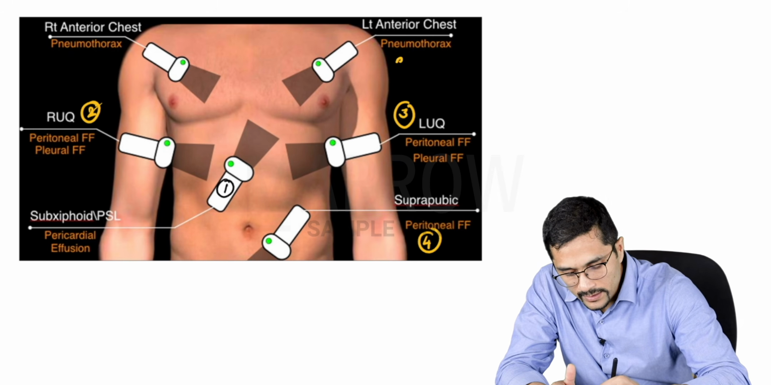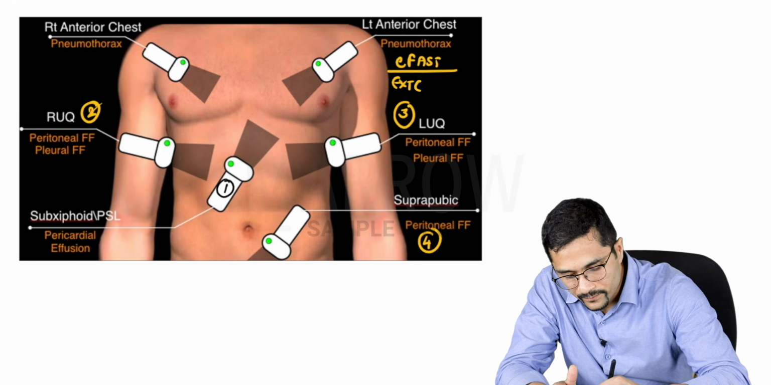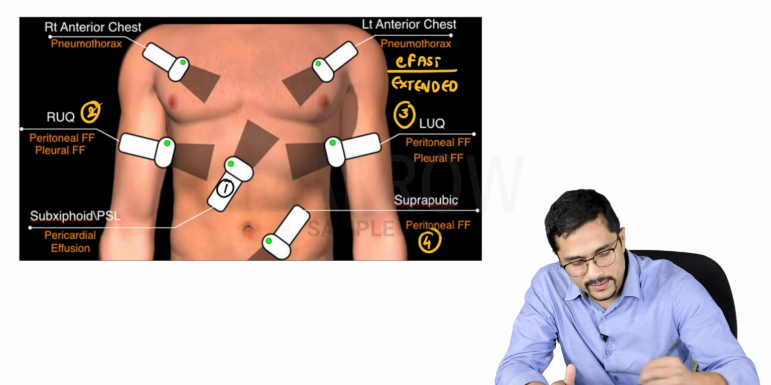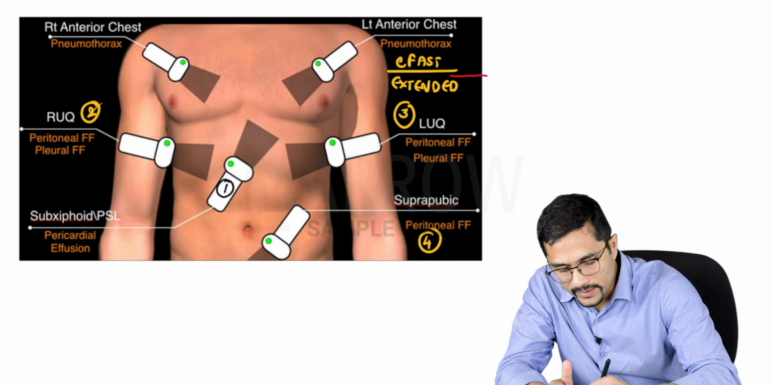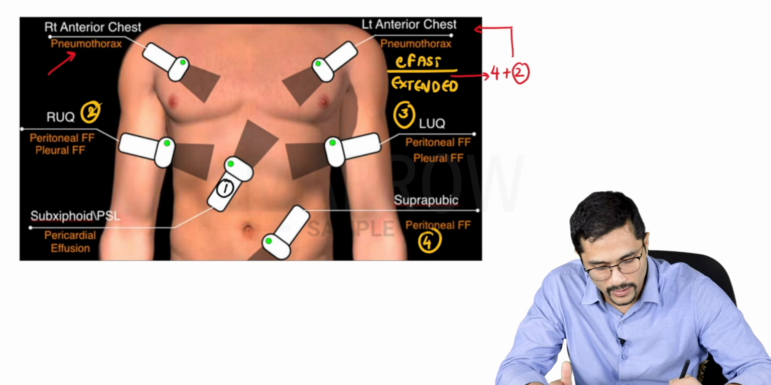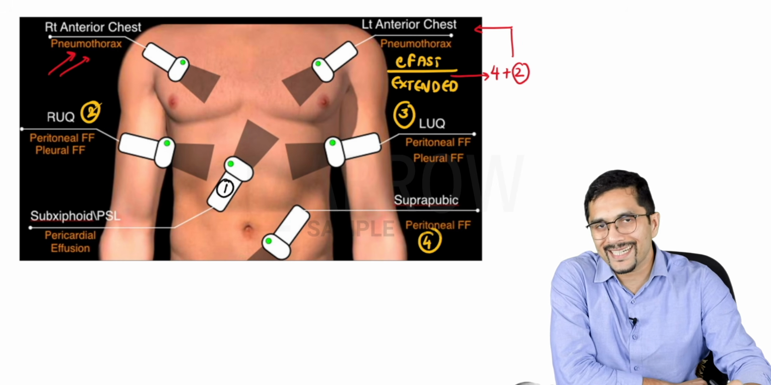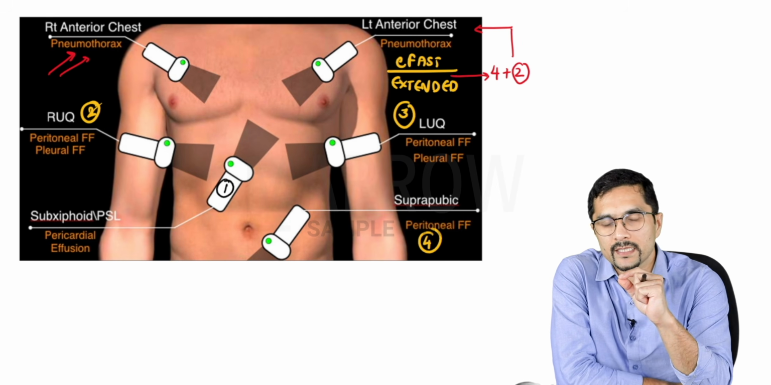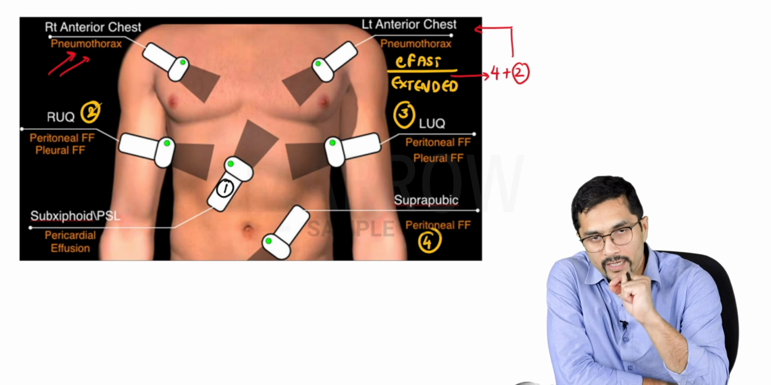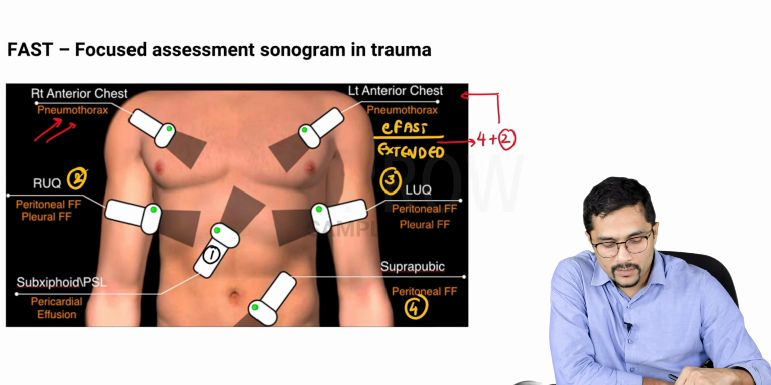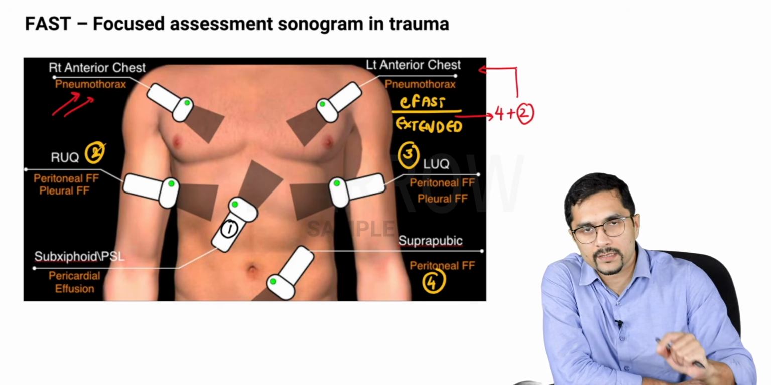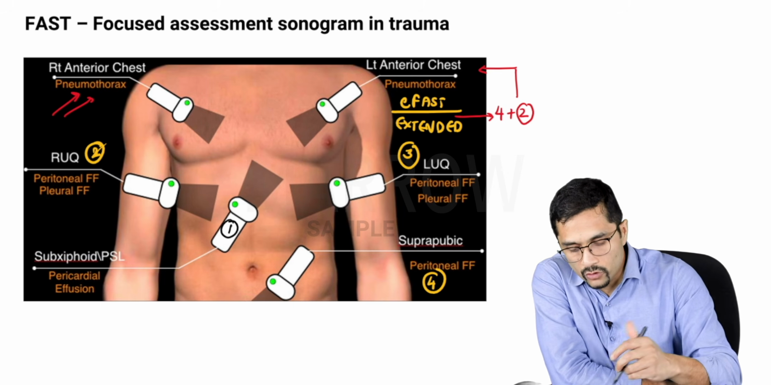Now EFAST is extended FAST, so it is 4 plus 2. What are the 2 sides? You have left and right thorax. So if you assess the thorax as well, then it becomes extended FAST, in which 6 places we keep the probe, whereas in regular FAST the probe is kept at 4 places. So this is Focused Assessment Sonogram in Trauma.